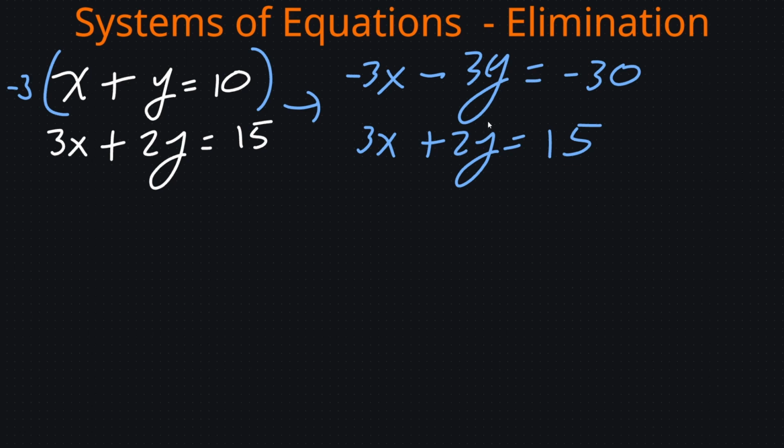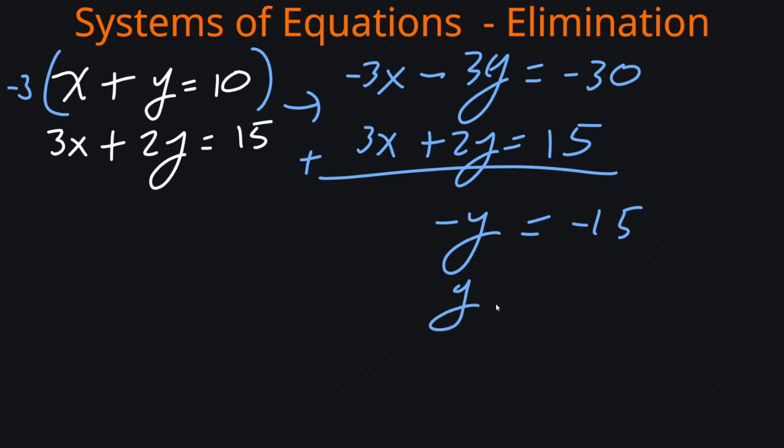And all I'm going to do, like usual, is now add them together. And because I put in the work beforehand, it's a nice easy addition. 3x and -3x cancel. 2y minus 3y gives me a -y. And then over here, a negative 30 plus 15 is a negative 15. I'm going to divide by a negative on both sides. That gives me that y is equal to positive 15.